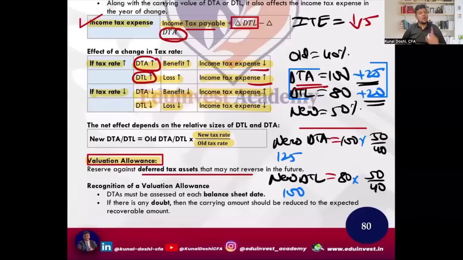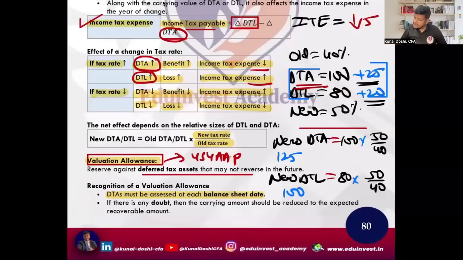So when the DTAs do not reverse, we recognize a loss in the income statement called valuation allowance. Valuation allowance. Like what we saw, write down or impairment before. Similarly, for DTA, we call it a valuation allowance. But remember, valuation allowance is a term only used in US GAAP. IFRS doesn't use this name. It does a similar treatment, but it doesn't use the name. So valuation allowance means the DTA on the balance sheet will go down. And why does this happen? This happens because we expect DTAs will not reverse.